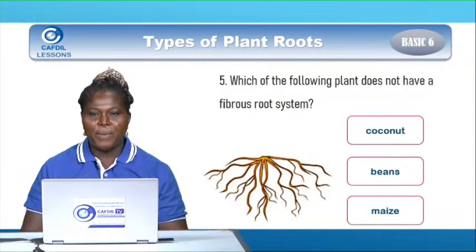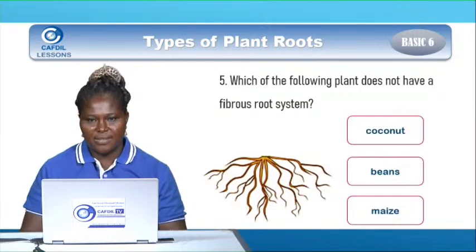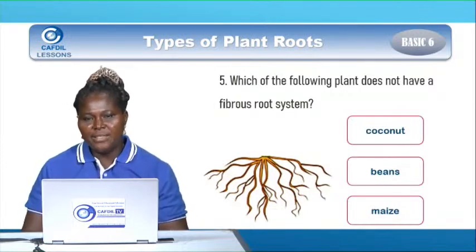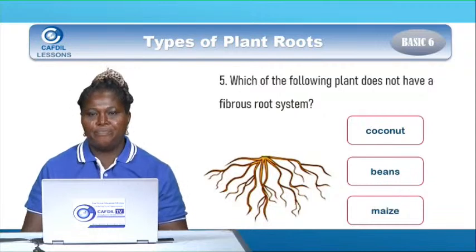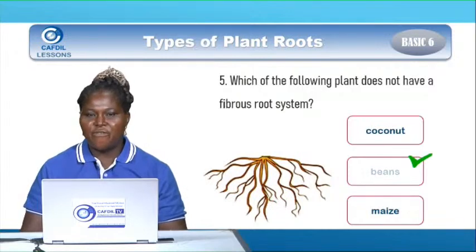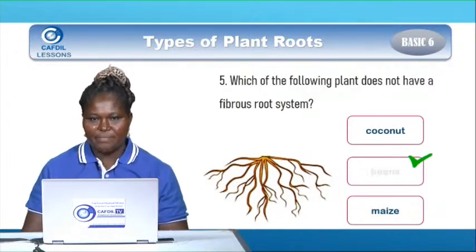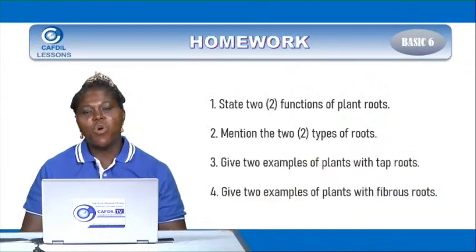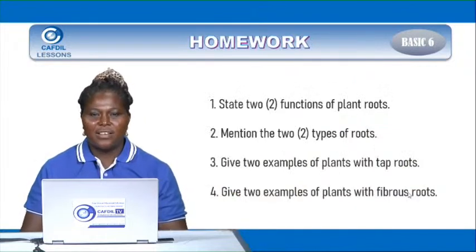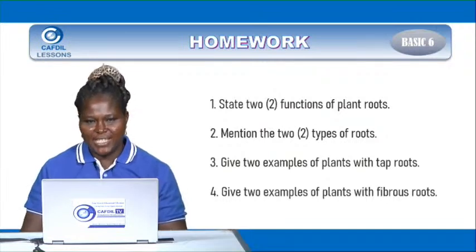Which of the following plants does not have a fibrous root system? Coconuts, beans, or maize. Which of them? The beans. So the beans plant does not have a fibrous root system. Good. Now before we go home, let's look at our homework for today's lesson.